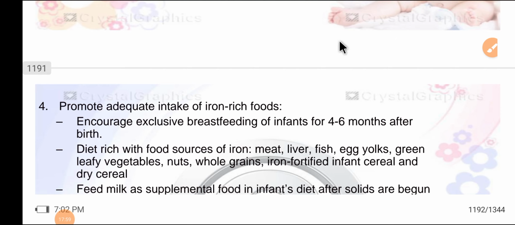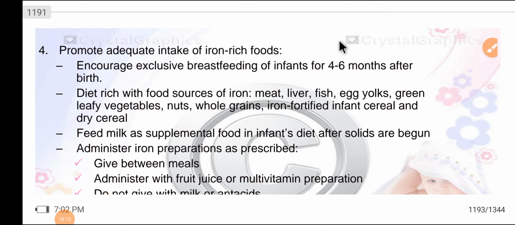Diet rich with food sources of iron: meat, liver, fish, egg yolks, green leafy vegetables, nuts, whole grains, iron-fortified infant cereal and dry cereal. Feed milk as supplemental food in an infant's diet after solids are begun.